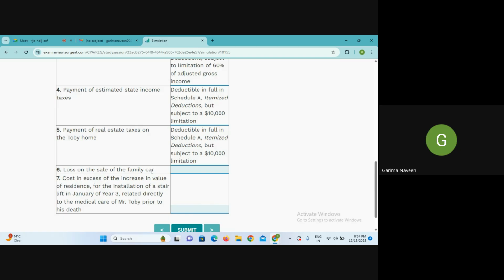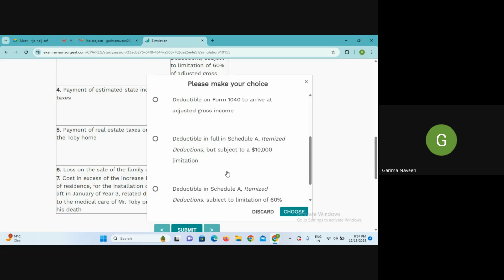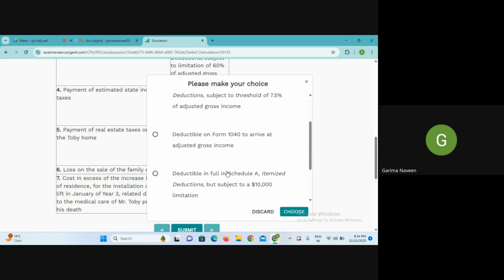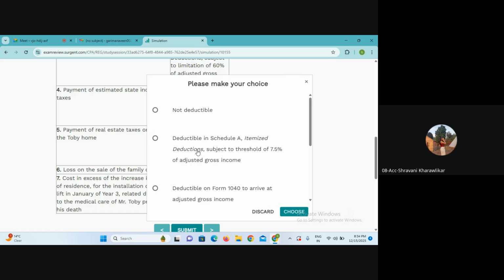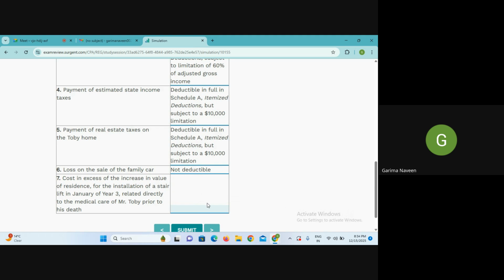Loss on sale of family car. So if you have some personal property and you are selling that property and have losses on this property, then will it be deductible or non-deductible? Ma'am, not deductible. So personal losses are not allowed.